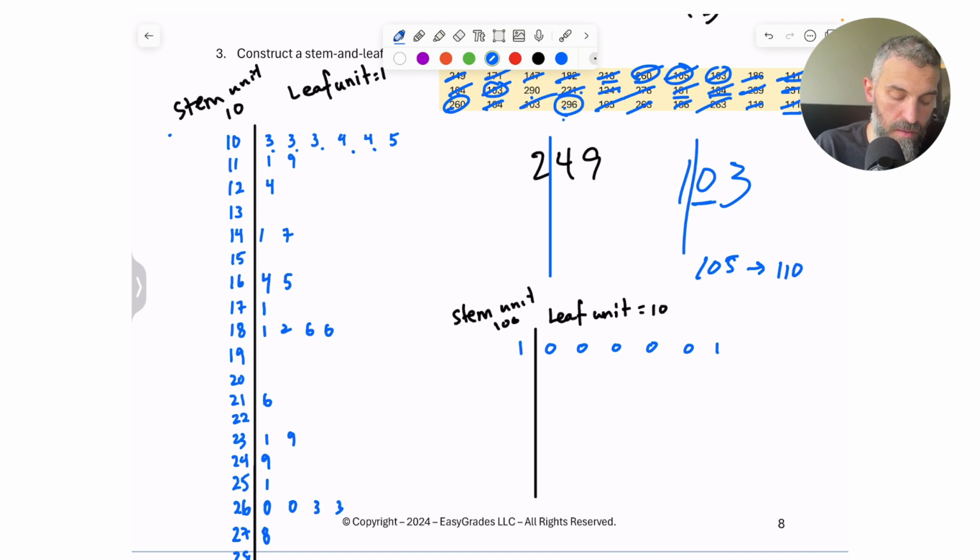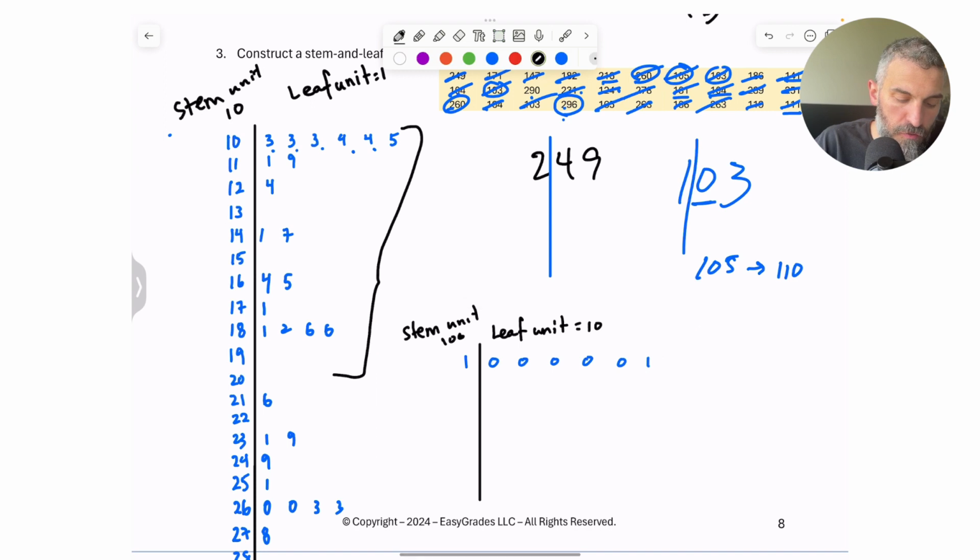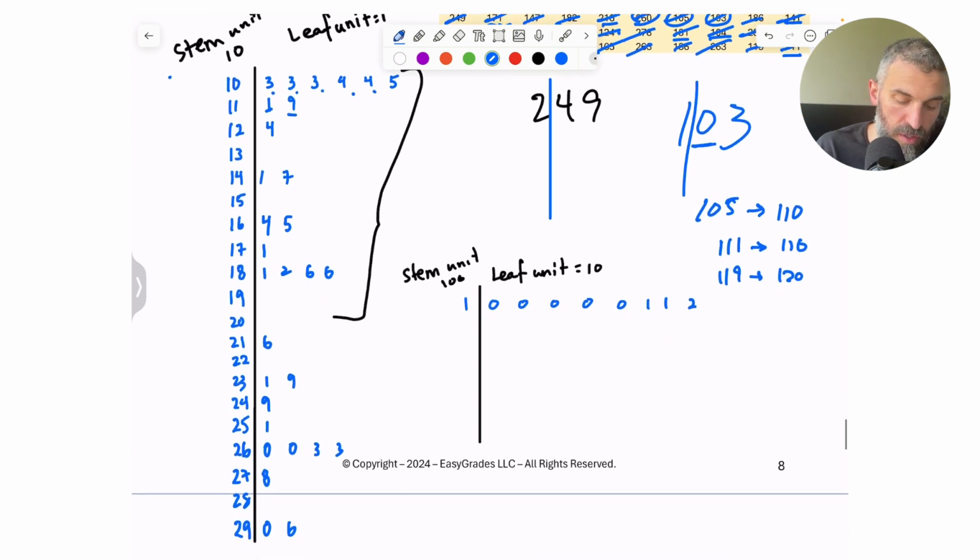And then you see, you would end up having to put all of these into that first category, which is why it's not really well suited for this data set, right? Because the next one would be 111. 111, if I round that, is 110. So then I have another 1. And 119, if I round that, that's 120. So I'd put a 2 here. So you'd end up with a ton of numbers there.